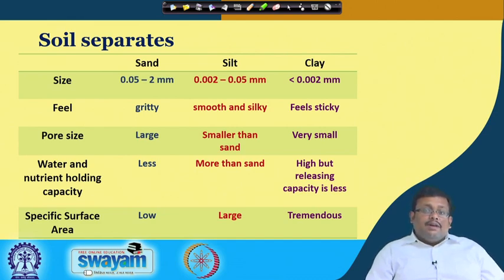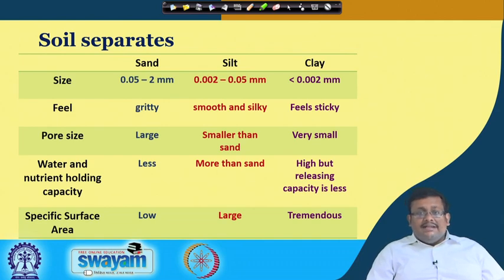As far as pore size is concerned, sandy soil mainly contains larger pore space, which we call macropores. In silt, the pore size is smaller than that of sand. In clay, the pore size is very small. In other words, sand mainly contains macropores, whereas clay mainly contains micropores.